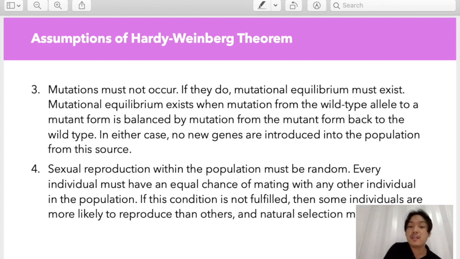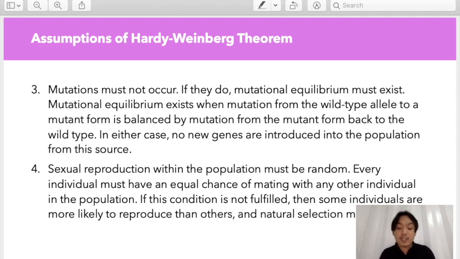Third, mutations must not occur. Mutations, if they do, mutation equilibrium must exist. So it exists when a mutation from the wild type allele, the present allele in the area for the longest period of time, I mean the default allele, to a mutant form is balanced by mutation from the mutant form back to the wild type.